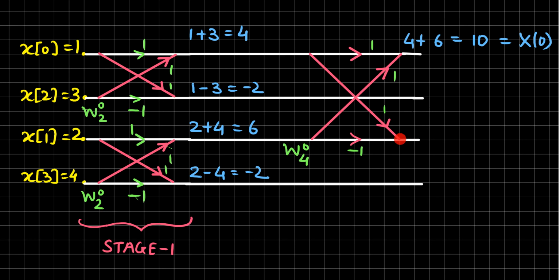Another point that we can find here is this point here. That can be obtained by considering this x of 0 point. So it is 4 minus 6 into W4 to the power 0. So it is 4 minus 6, which is equal to minus 2, and this gives us the value of x of 2. Now we are left with two more points, the point here and here. So for that we are going to consider these 2 points, that is -2 here and -2 here.